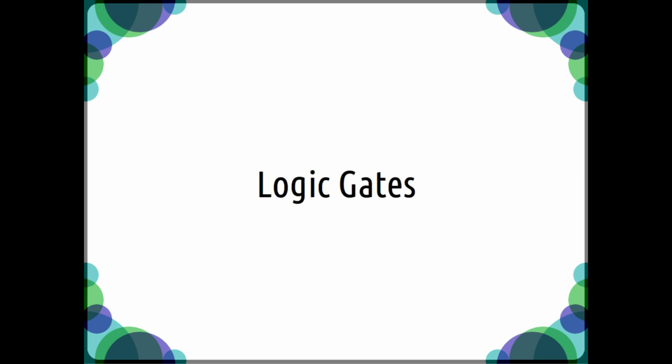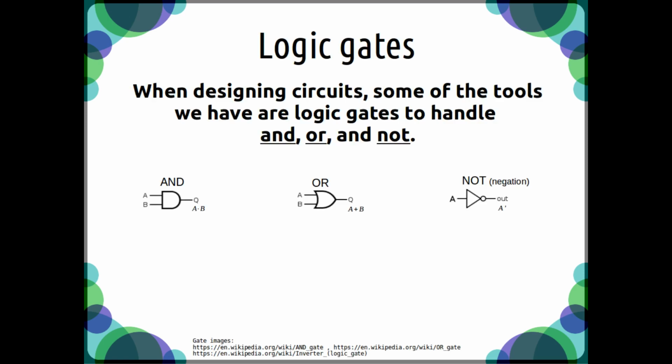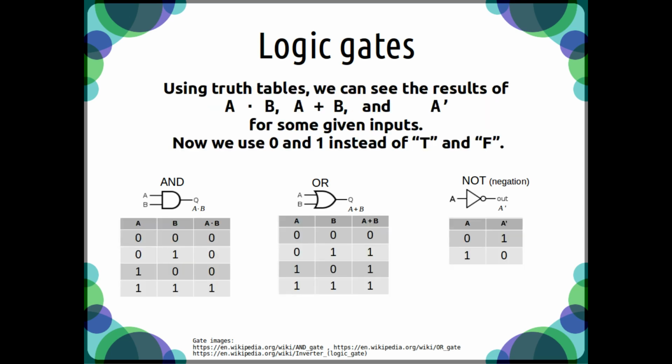So now let's talk about logic gates. When designing circuits, some of the tools that we have are logic gates to handle AND, OR, and NOT. Using truth tables, we can see the results of A times B, which is AND, A plus B, which is OR, and A prime, which is NOT, or the negation. Now instead of using T and F like we did before, we're using zeros and ones.